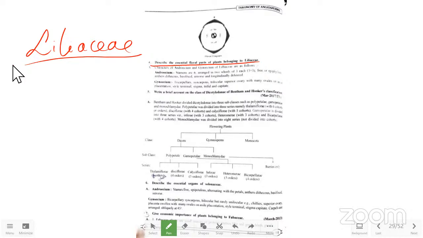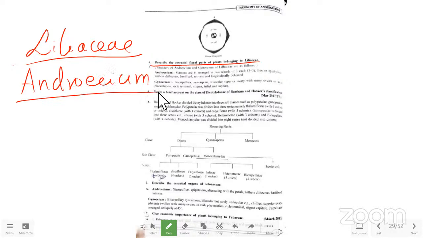Okay, and the flower is a trimerous flower. Actually, trimerous means 3 petals, 3 sepals, but here there is no petal and sepal distinction. So 3 perianth lobes are present in 2 whorls of 3 each. Okay, so what he asked is the essential floral parts. Essential floral parts means only the androecium and gynoecium we have to talk about. So the essential floral parts of Liliaceae are the androecium and gynoecium.